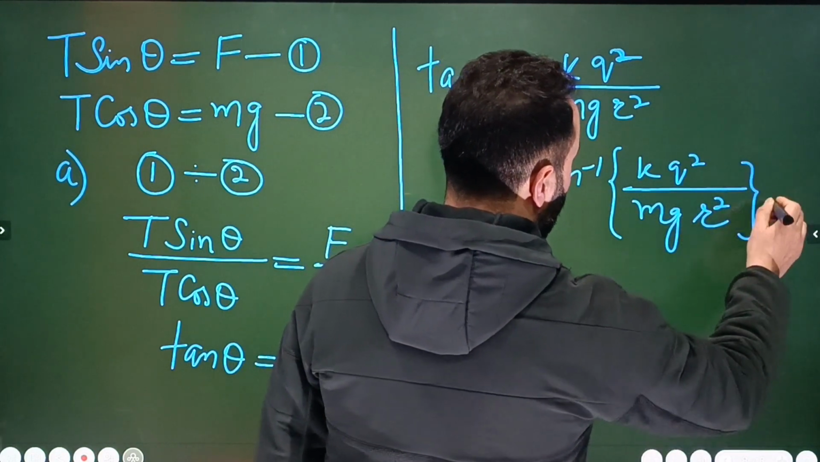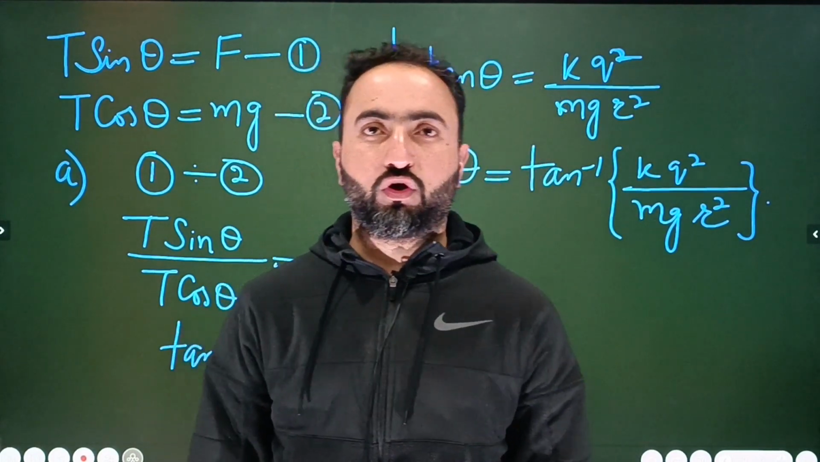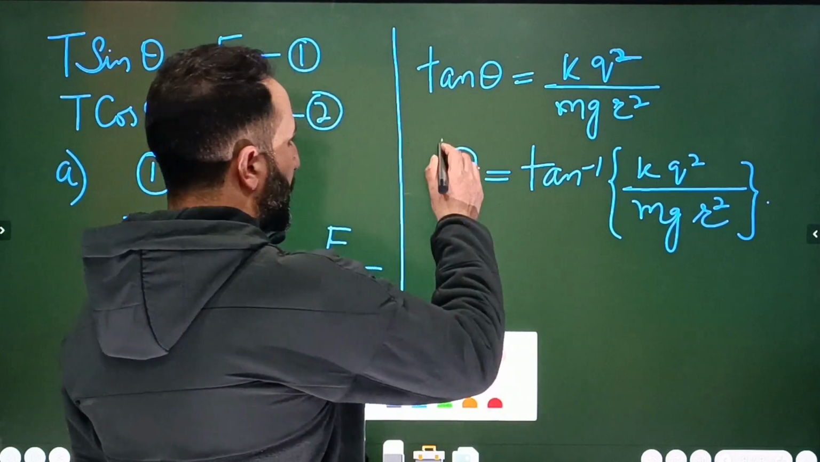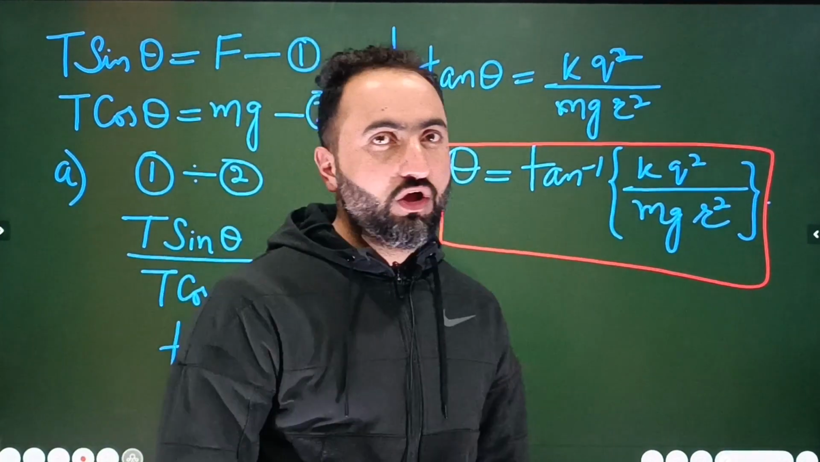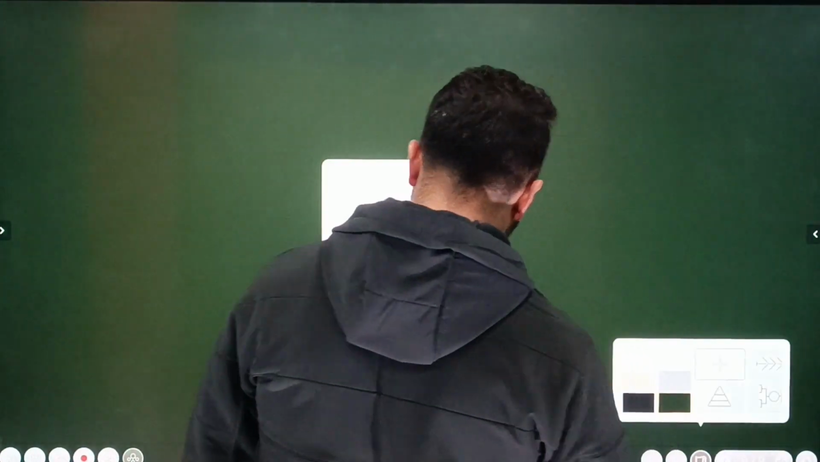And next, you can replace this k by 1 by 4 pi epsilon naught. So I'm sure you have understood this result well. Let me highlight this result for you: theta is equal to tan inverse of all this. Okay, then the B part. So finally, let's finish it off.